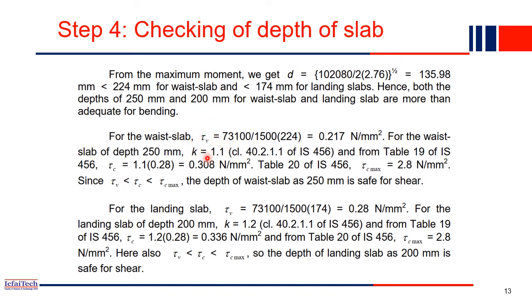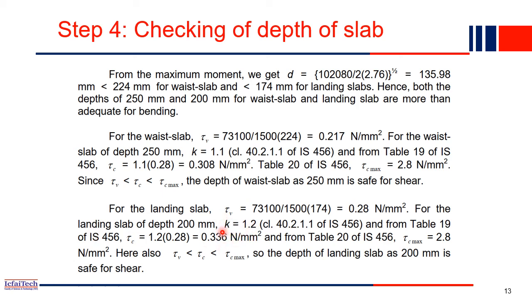One is, obviously, based on the shear force, whether the depth is sufficient. The same beam design will follow, exactly beam design. So the same formula we have used, and for the waist slab and for the landing slab, both we have to check it. Tau v we are checking, right? Tau v means shear stress conditions we are checking, and then the bending stress also, both we are checking.